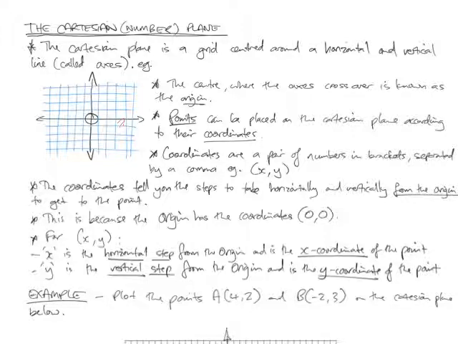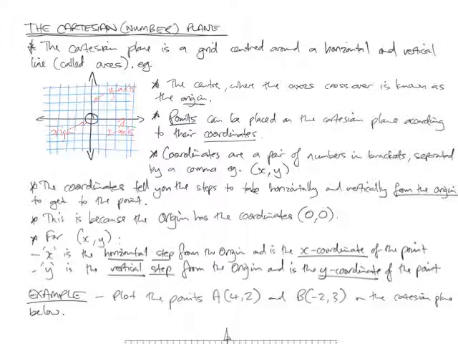This is one of the axes. This one is the x-axis. This one is the y-axis. The center where the axes cross over is known as the origin. So here, obviously, is where you can see that the axes cross over. That's called the origin.